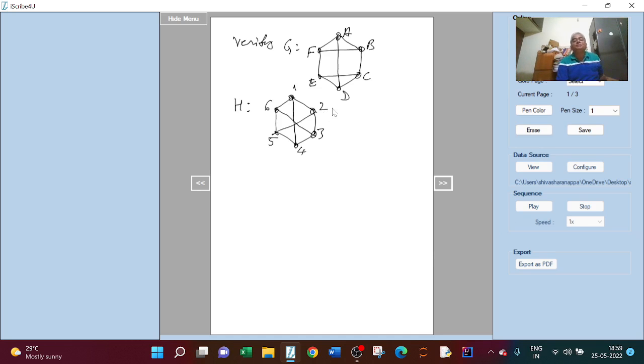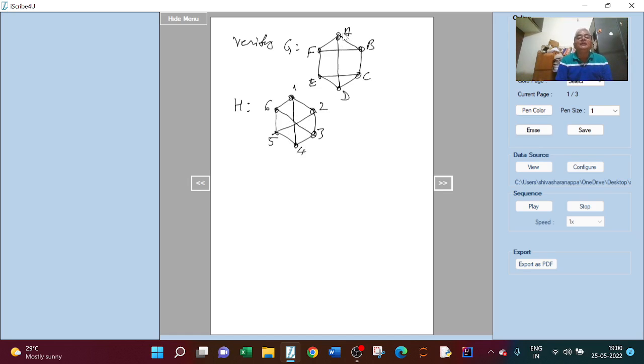And if you observe, G consists of 6 vertices, H also consists of 6 vertices. And degree of each vertex in G is equal to 3. Here also degree of each vertex in H is equal to 3. But these 2 graphs are not isomorphic. How? We can give one reason here.